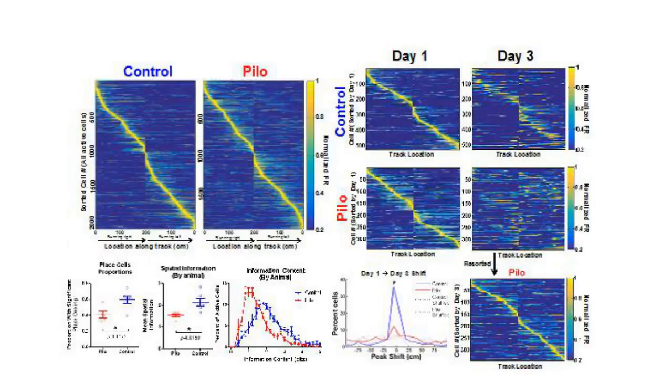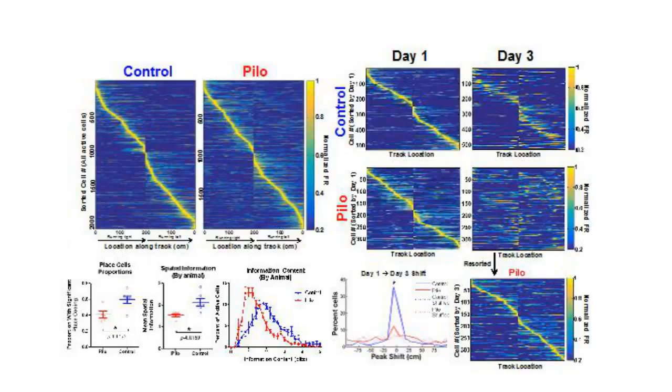The place fields are a little broader and less precise compared to the controls. However, the big finding that we had is that these place fields are considerably less stable. In the control animal, you can see if the place fields are plotted on day three in the same order that they fired on day one, even though there is some remapping, you can clearly see the same representation shown here by this diagonal, which looks fairly similar to what it looked like in day one.